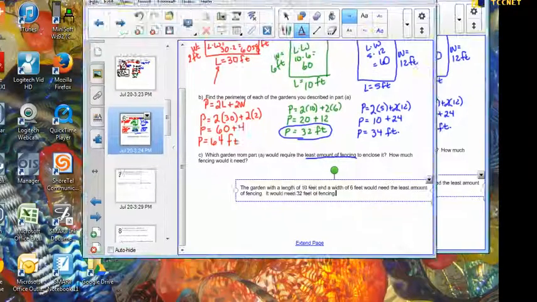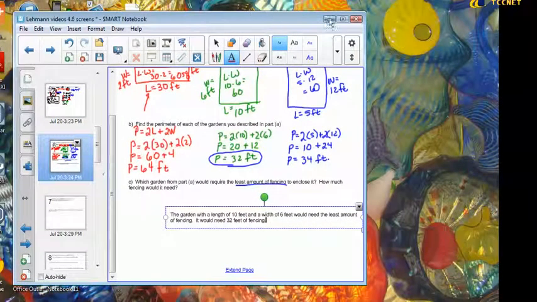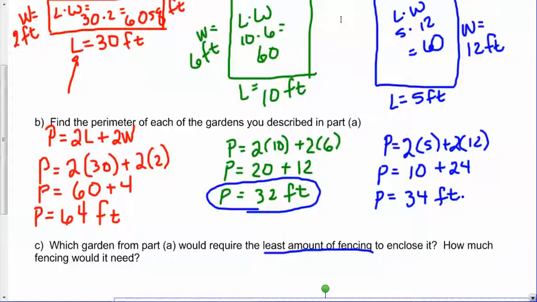So lots of parts to that question, but we managed to cover all of the pieces, just taking it one piece at a time.